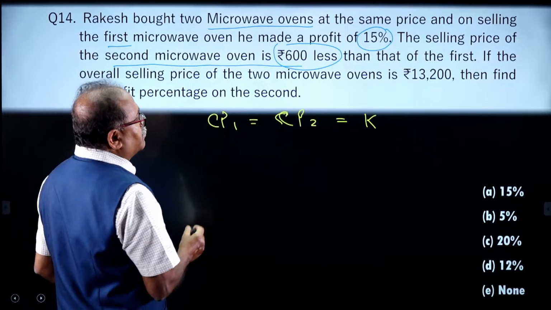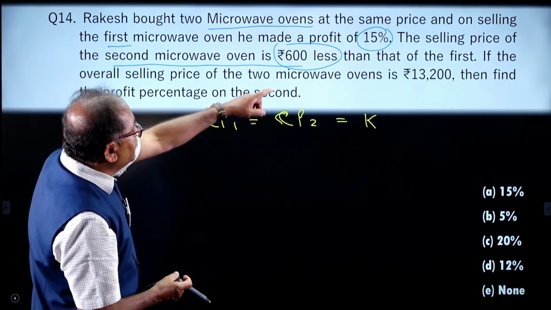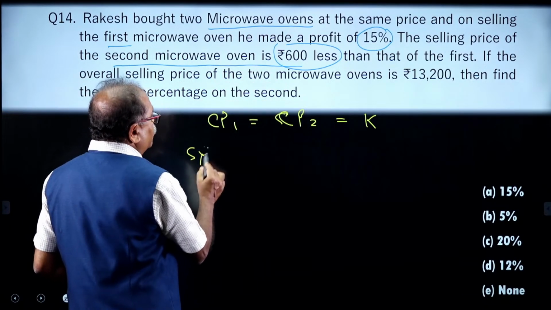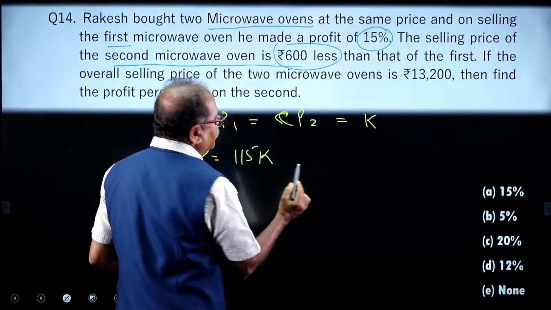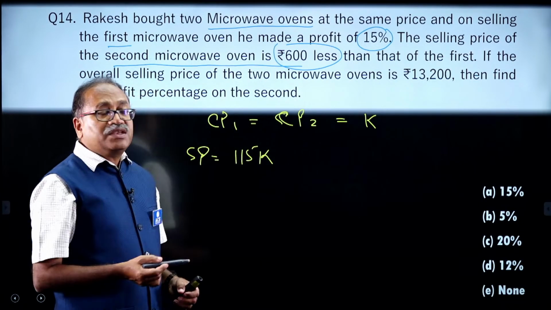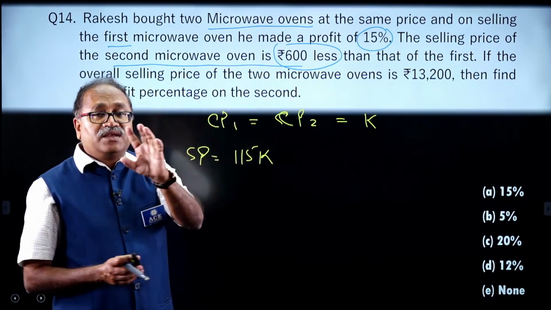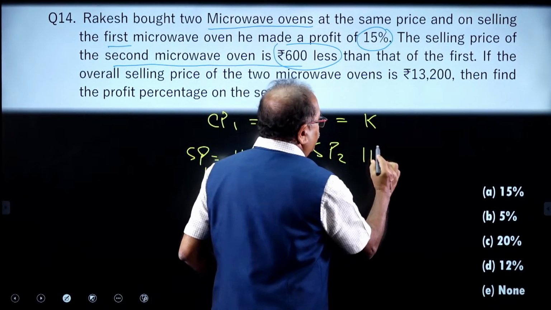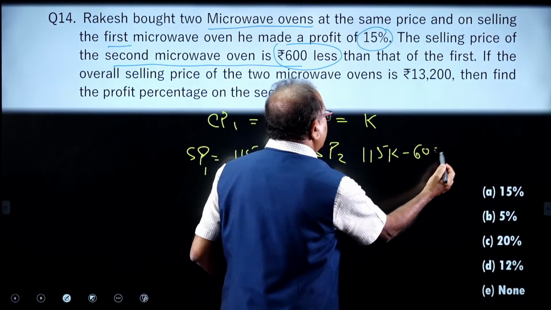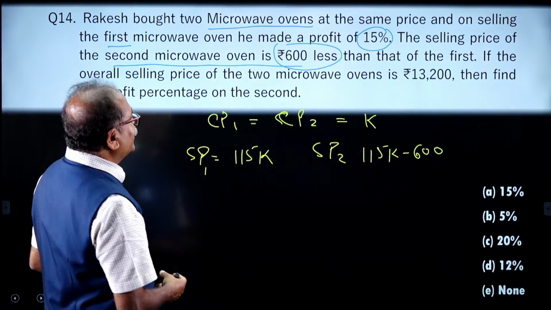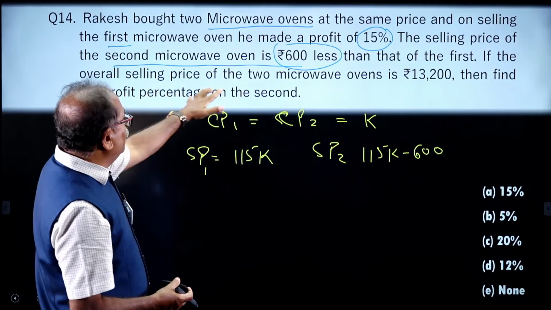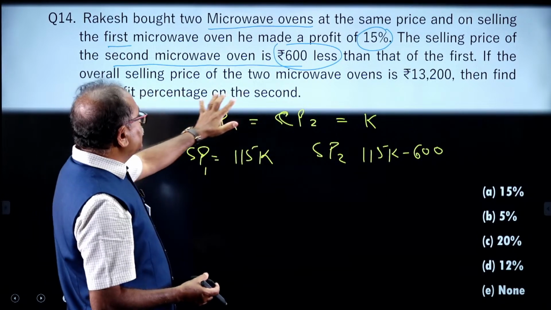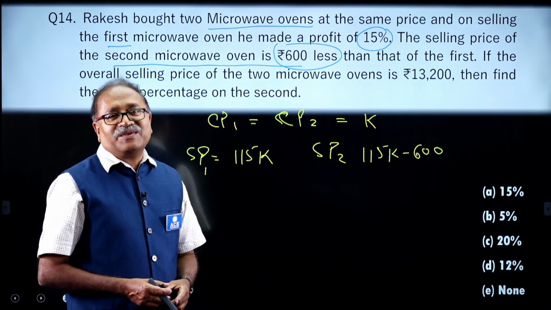Now beautifully it is said over here that in one case there is a profit of 15%. So what will be your selling price? 115K, right? And what is the selling price 2? The selling price of the second one is 600 less than the first one. So this is selling price 1, 115K, and 115K minus 600 is selling price 2. Now what is the next information? If the overall selling price of the 2 microwave ovens is 13,200, then find out the profit percentage on the second one.